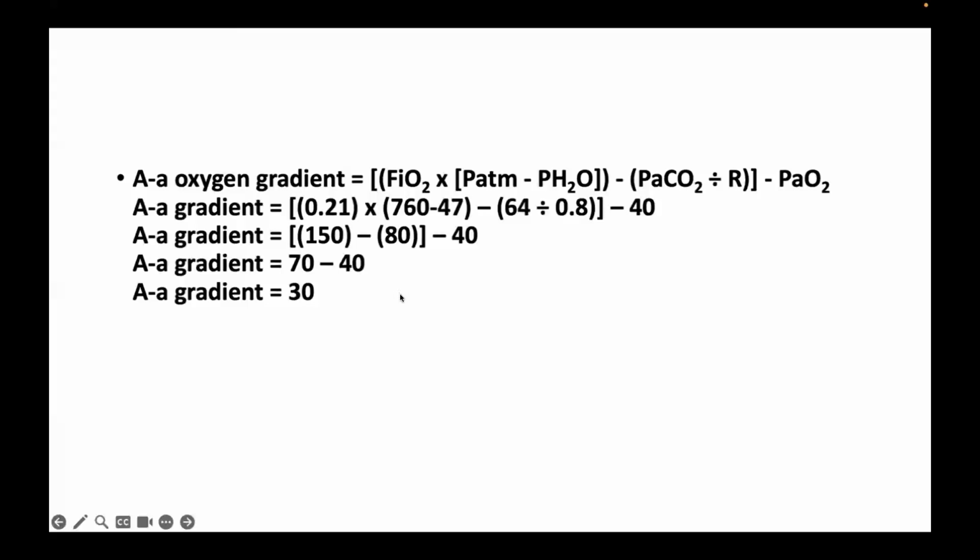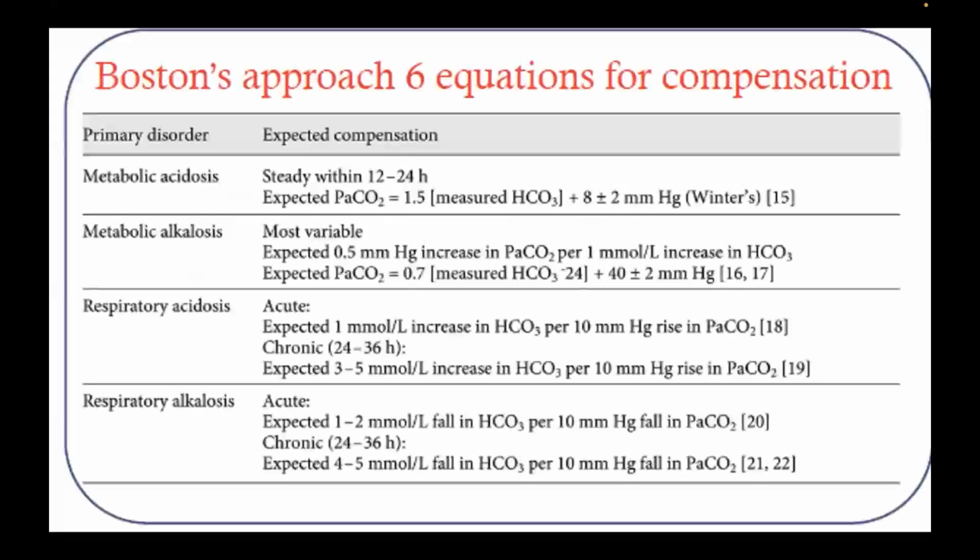Yes, very good. So the AA gradient is 30 in this patient. Do you think it's normal or elevated? It is increased, sir. It will be elevated. Yes. Okay, fine. That's good. I think that's all from my side in this ABG perspective. I think most of you must be knowing these compensation formulas. If you don't know, please take a screenshot of this one.